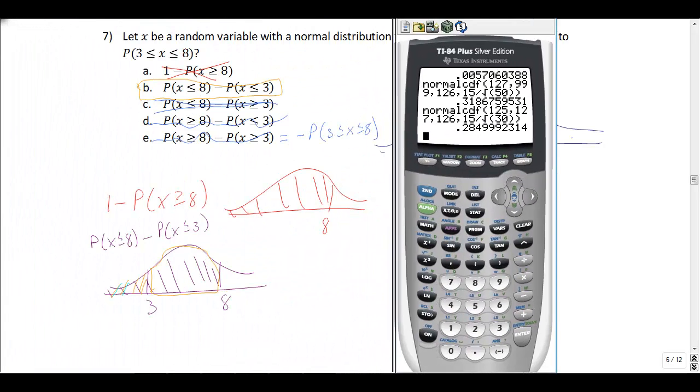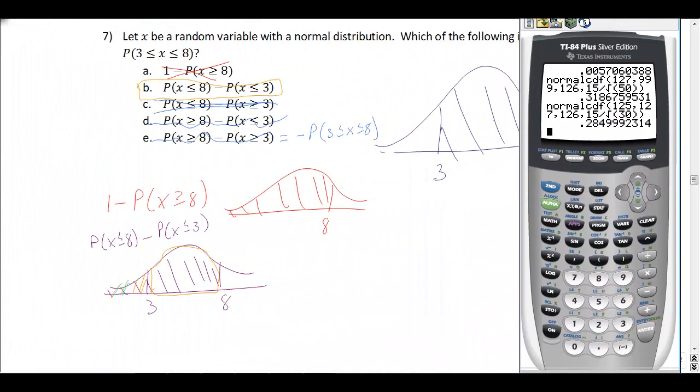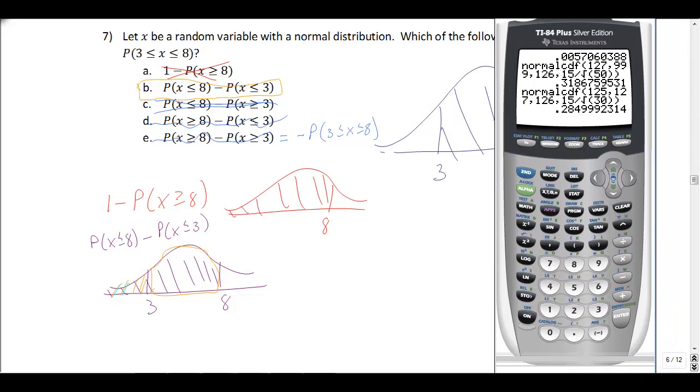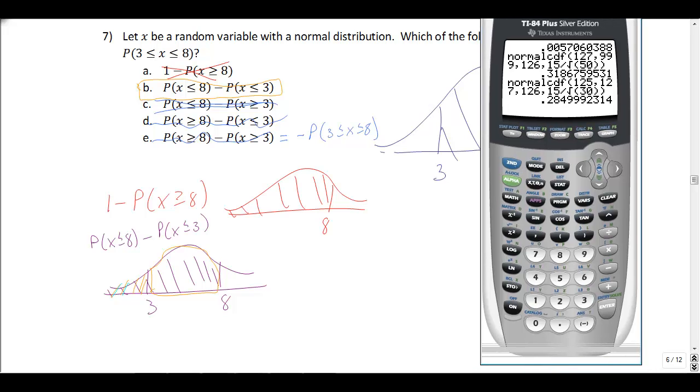What you could do, if you're not sure how to do this, is, I don't know what the mean is, I don't know what the standard deviation is. Let's make something up. So let's put the mean as like 5 and the standard deviation as maybe 1. So what I could do is do distribution, normal CDF. I'm just going to make up some numbers, but I'm going from 3 to 8. Mean is 5, standard deviation is 1. The idea here is I should get the same number for all these.